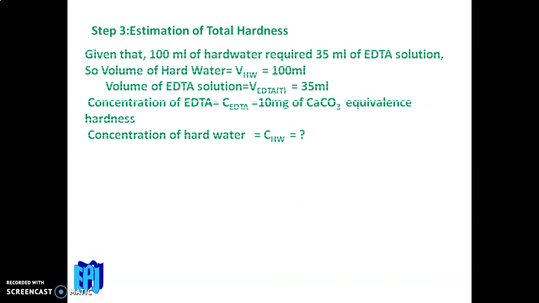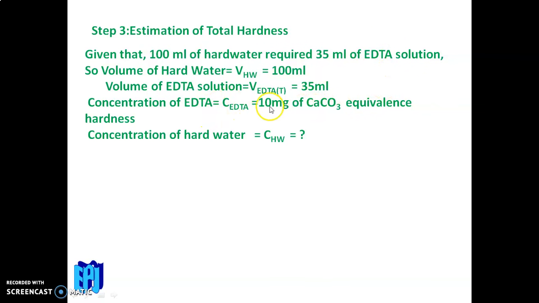So the information is like this. Given that 100 ml of hard water required 35 ml of EDTA. Hard water versus EDTA. By cracking this sentence, we get this information. Volume of hard water is equal to 100 ml. Volume of EDTA for this titration is equal to 35 ml. Just keep it in mind.